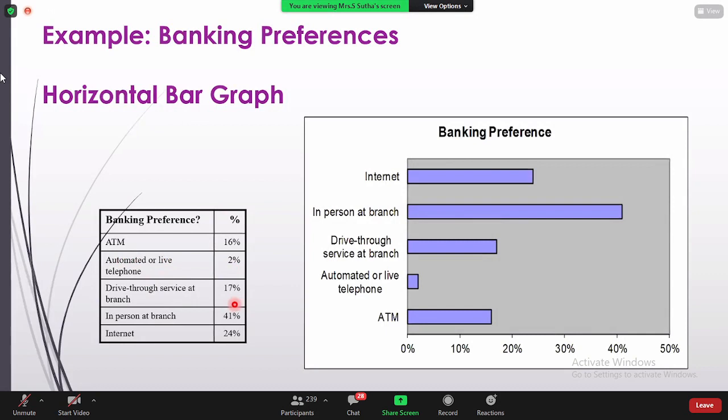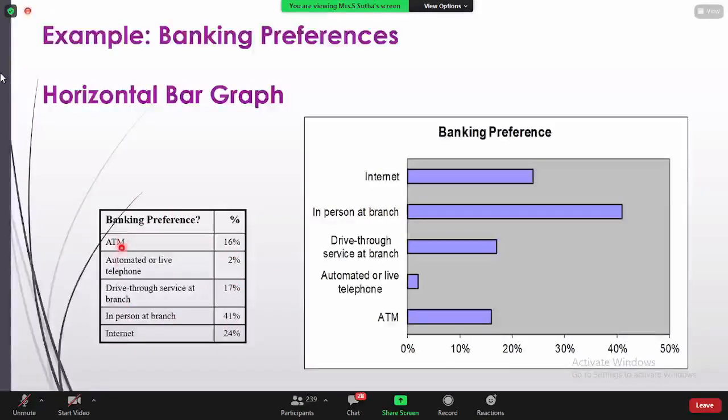17% of the customers preferred drive-through service at branch. 41% of the customers preferred in-person at branch, and 24% of the customers preferred internet. So these are the percentage of customers preferring each method. These are not measurements. The measurements of the variables are these.